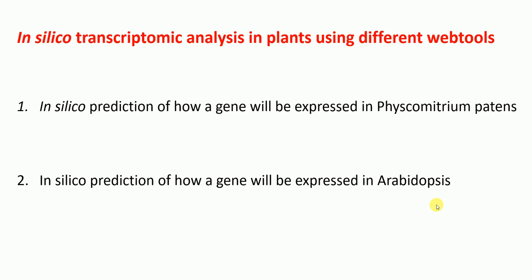The aim of today's lecture is that we will only know the name of the gene, and from the name of the gene we will predict how this particular gene is expressed in different plants such as Arabidopsis, Physcomitrium patens, rice, wheat, etc. So that's the aim of today's lecture.